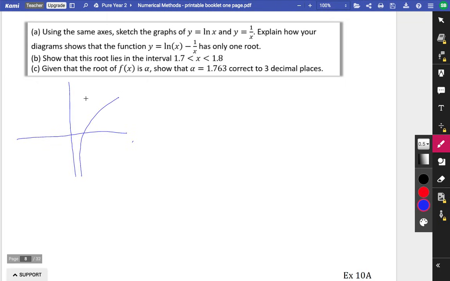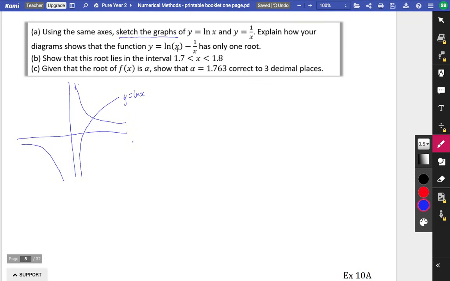It's that reflection of the exponential graph from the line y equals x. So I'm just going to label that one to begin with. That's my y equals ln x. And then I'm going to draw my 1 over x graph, my reciprocal graph, which we know looks like this and looks like this. Okay, so there's the first part done, where I have sketched the graphs of y equals ln x and 1 over x.